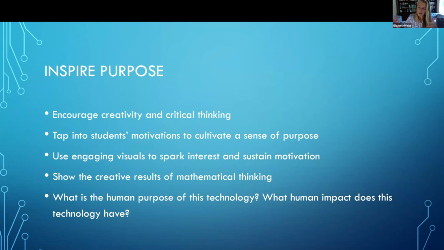Look at this technology. It's photographed in a certain way, it looks like an art object, and really extracting the kind of creativity of it. This can seem very counterintuitive, math and creativity, but they're actually very, very connected. I'll show you a video about that in a minute. But showing the creative results of mathematical thinking can be a great way to enliven math. Math is such a hard subject for people.